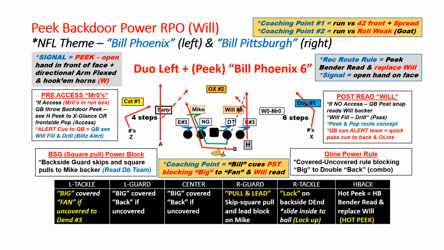One of the things we really like about backdoor power going away from the H is now we have the ability to add the H-back into the RPO route. We call this a peak backdoor. What we do here to keep things simple is we still just say Bill Phoenix for a verbal to the O line, but we simply add a hand signal of an open hand over the face, and that tells the H now he's going to run a hot peek route, which is basically a bender read for him, replacing that Will if he fills. Quarterback, nothing changes, he is still going to read the Will backer.